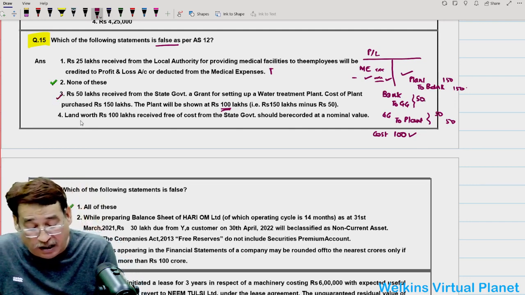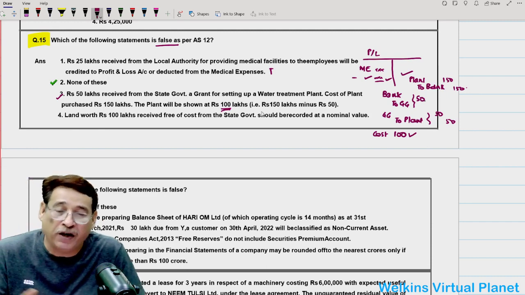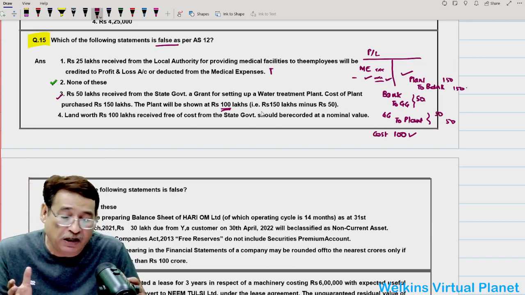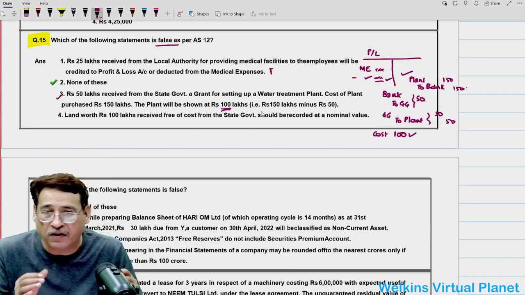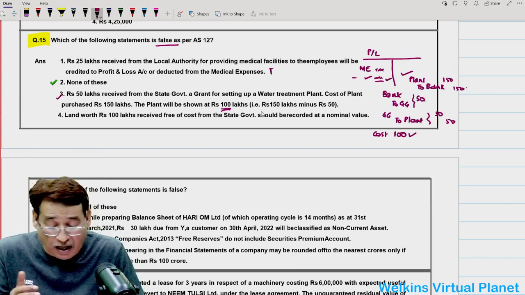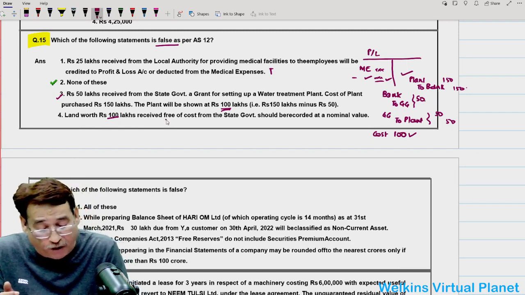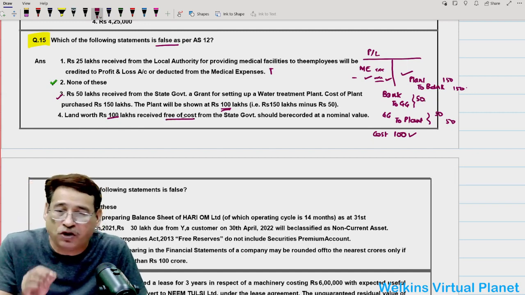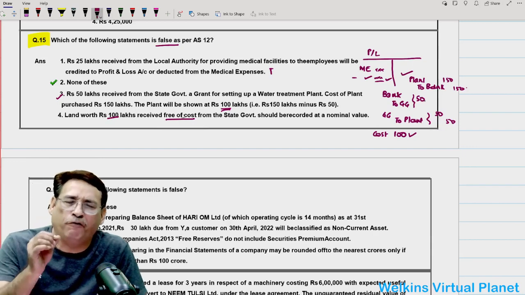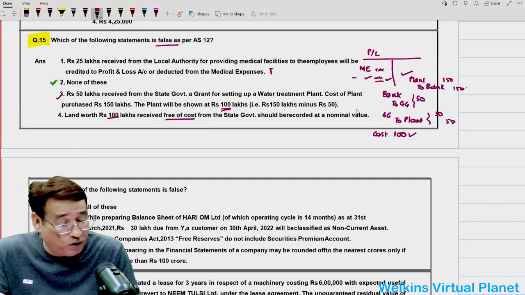And similarly, the last one is land worth 100 lakhs received free of cost from the state government. As per AS 12, if we happen to receive any asset from the government grant at a particular price, in this case the price is 100 lakh, but you received it free of cost, in that case even such an asset will be reflected, but will be reflected at nominal value by putting 1 or 100, as I told you. So even this particular statement is correct.